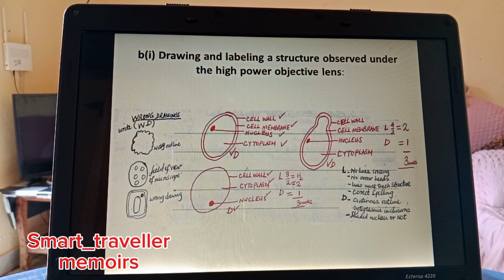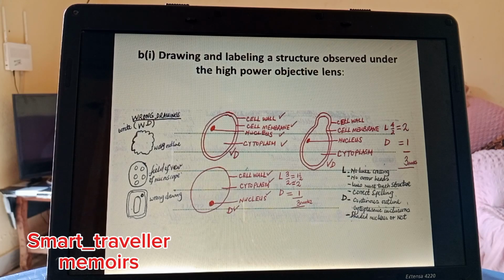Labels for that diagram with a bird, 4 over 2, you get 2 maximum. So you divide by 2. Drawing mark is 1, you get 3 marks. For this other one here without a bird, you have 3 labels, and you divide by 2, you get 1.5. Approximate that 1 to 2. Drawing mark is 1, 3 marks. Labels: no lines crossing, no arrowheads, lines touch structure, correct spelling. That's the way you get the label marks.